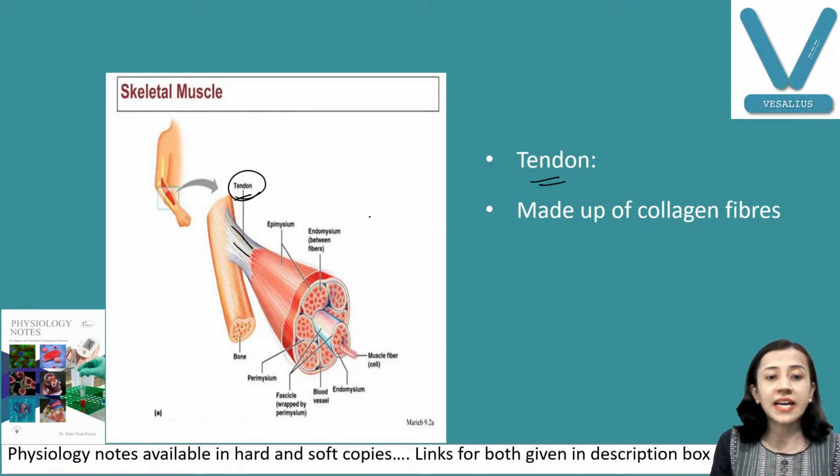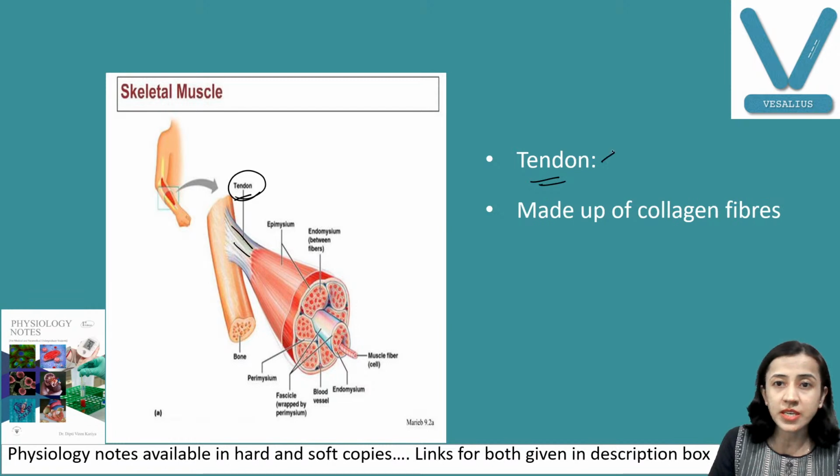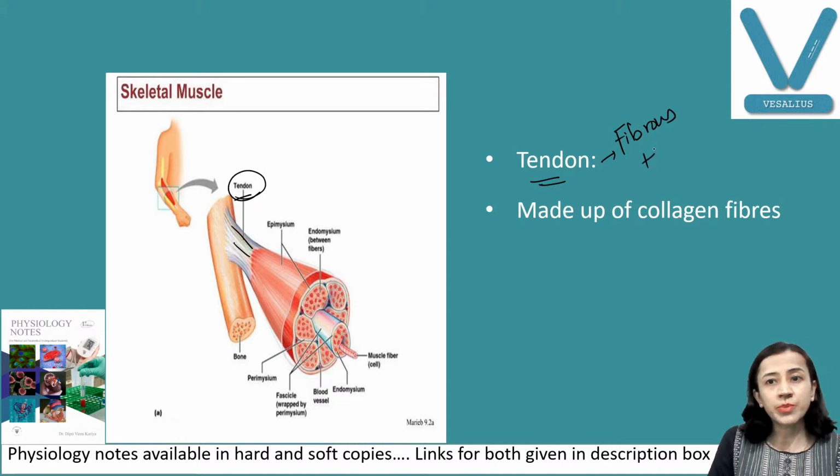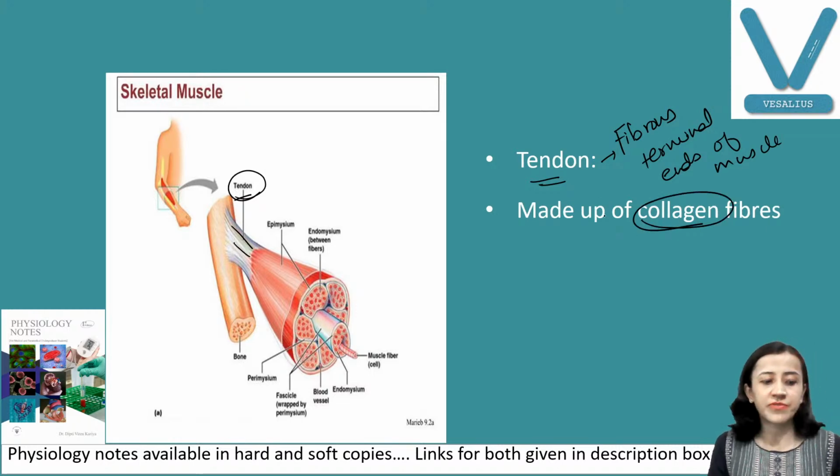So what is a tendon? You can say it is the fibrous terminal ends of the muscle. Fibrous terminal ends of the muscle, and which fibers are there? Made up of collagen fibers.